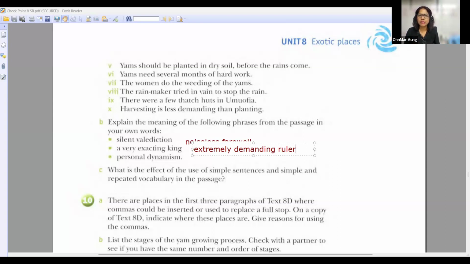And personal dynamism. Ability of people. Individual ability and physical force. Personal, yeah. So please write down individual physical force. That's it.